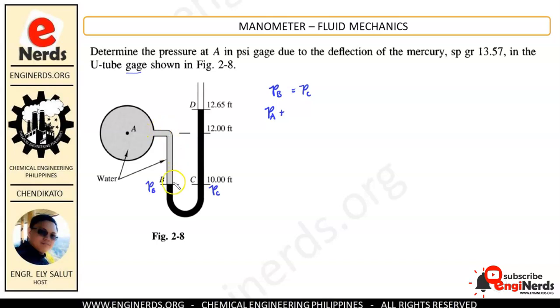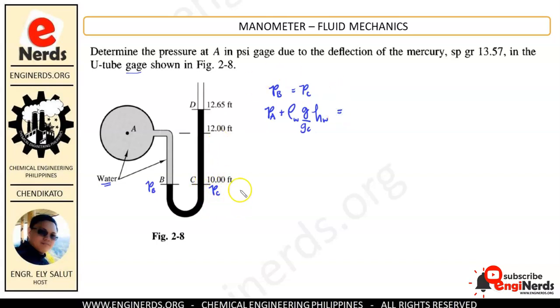So, we're going to consider now yung liquid natin, no? So, in here, our liquid is water. So, therefore, we have the density of water times the acceleration due to gravity. Now, everything is in English units, so we are going to use the English unit here. So, we'll have the gravitational conversion factor here, no, GC, and then our height of water. Okay? And this is equal to the pressure in C.